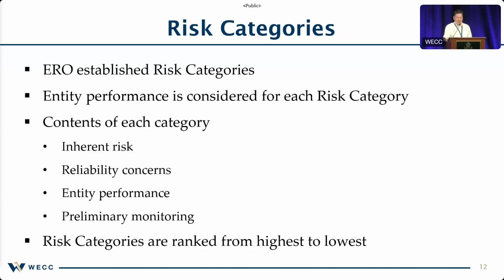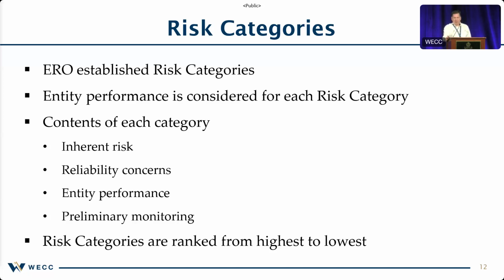So, risk categories. The ERO Enterprise has established 13 risk categories, which indicate unmitigated and operational risks based on the entity's inherent risk and its performance related to operational risks. And that is also taken from the Compliance Oversight Plan FAQ document. Each risk category will consider all known performance assessments of the entity. The oversight planning team will describe each applicable risk category with the entity's specific inherent risk that is rated high or medium for the applicable risk factors.